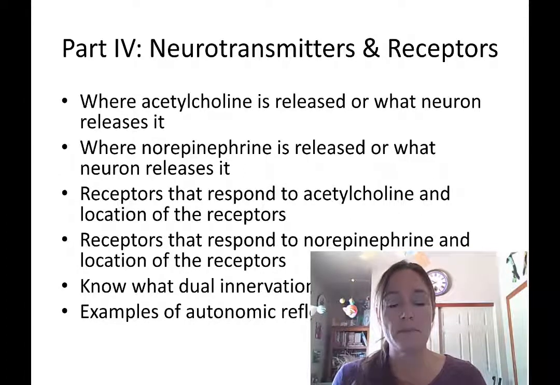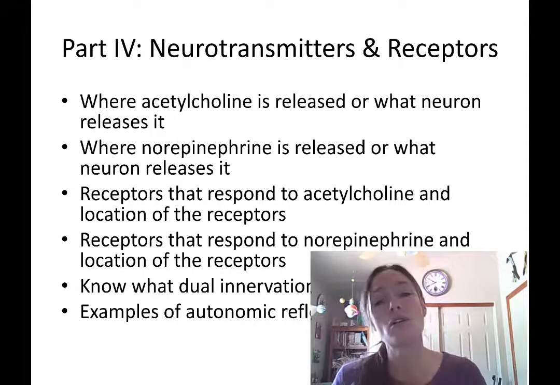Dual innervation means that an organ, and we'll keep using the heart as an example, has both innervations. It has both parasympathetic and sympathetic influences. The autonomic reflexes, examples of those would be your mouth watering because you smell good food, or your stomach growling because you're hungry. Those are things you have no control over, but it's your autonomic nervous system that's actually creating some effects.